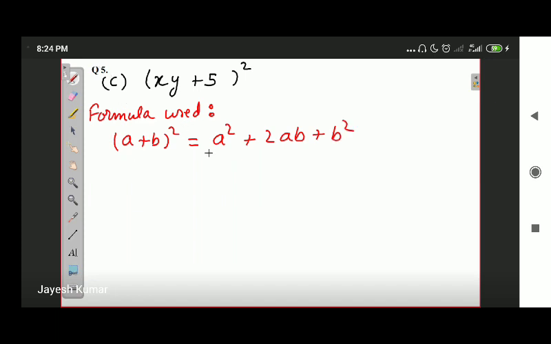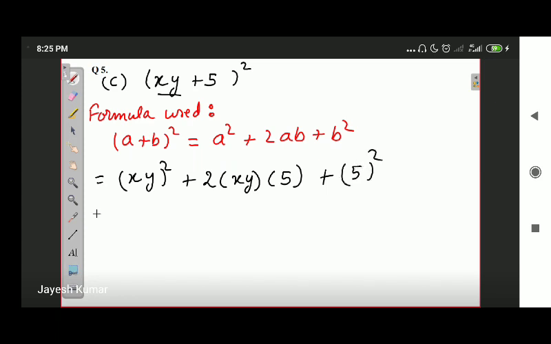(a + b) whole square will be a square plus 2ab plus b square. Now in place of a I have xy, so I will write it as (xy) whole square, plus 2, in place of a I had xy, in place of b I have 5, plus 5 square. Okay, we are just substituting the values of a and b, nothing much.